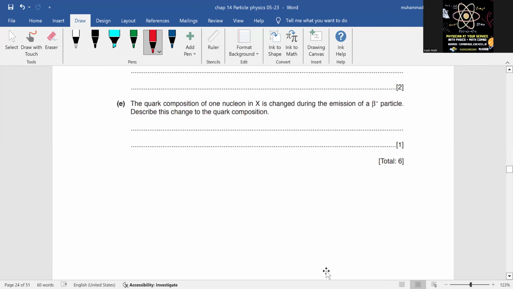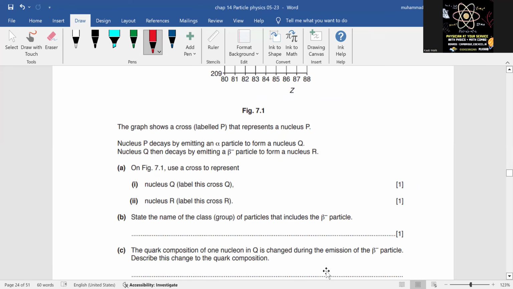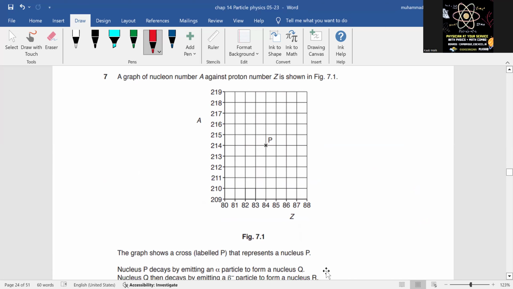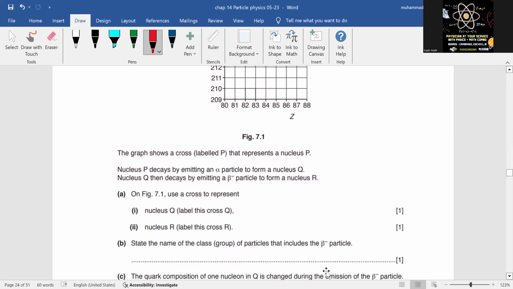So now, this type of question. Okay, Imad, please read this question. A graph of nucleon number A against proton number Z is shown in figure 7.1. The graph shows a cross labeled P that represents a nucleus P.